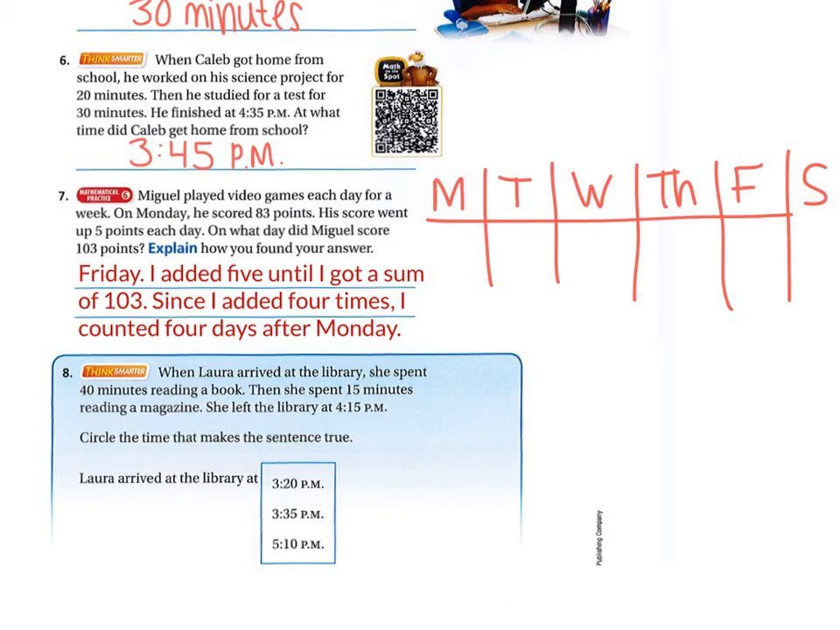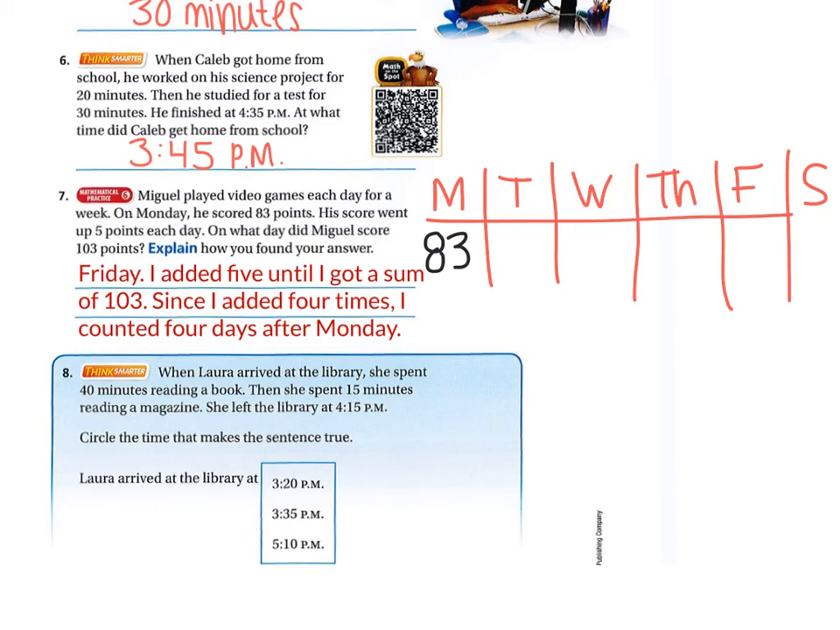The first thing I did when solving this problem is I made a little chart for each day of the week. If I read carefully, I know that on Monday, Miguel scored 83 points. So it says that his score went up 5 points each day. So that means I need to add. I need to add on from 83. And I'm going to stop whenever I get to 103.